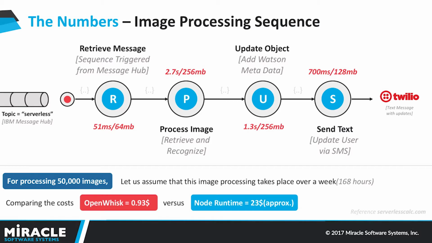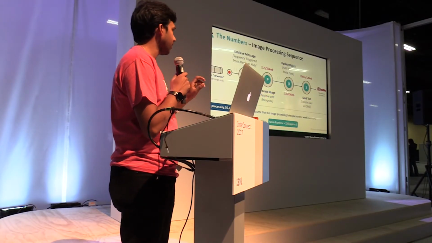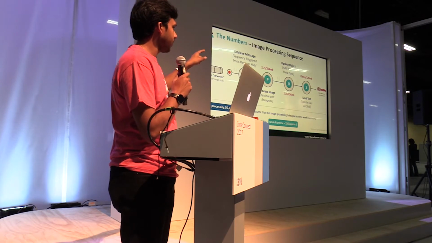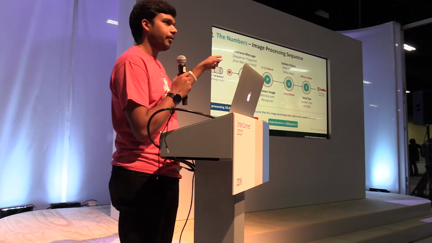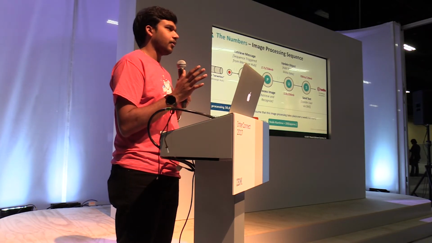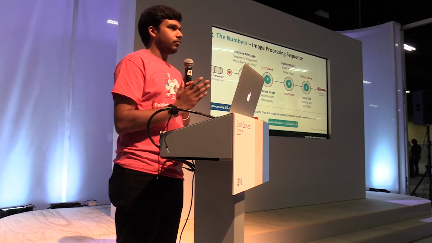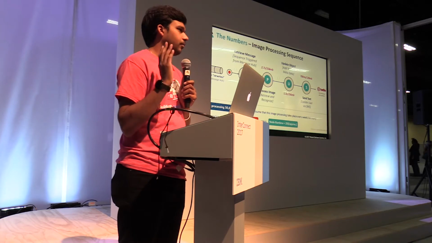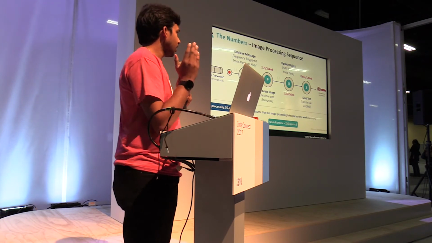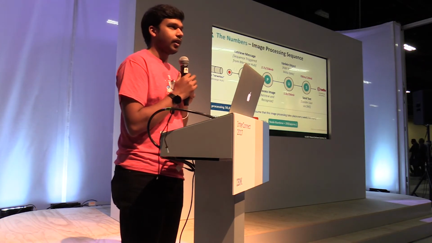So if we go deeper into the actual sequence, the way OpenWhisk is priced is gigabytes per second. If you take that together, we took 64 MB, 256 MB, 256 MB, and 128 MB. The easiest way to calculate it would be to combine your overall memory, divide it by 1 gigabyte, and then multiply by the seconds that it runs.